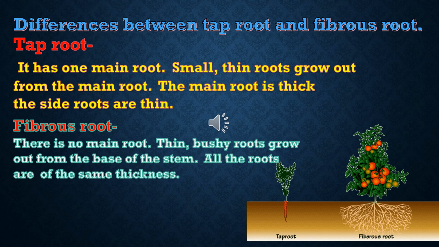Differences between taproot and fibrous root. Look at the picture. Taproot has one main root. At the same time, fibrous root has no main root. Taproot has small thin roots that grow out from the main root. At the same time, fibrous root has thin bushy roots that grow out from the base of the stem. In taproot, the main root is thick and the side roots are thin. But in fibrous root, all the roots are the same thickness.